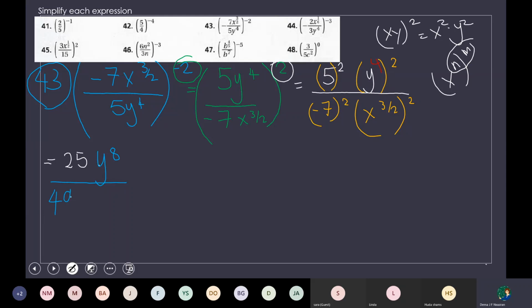So it is 49. Then here now, x raised to the power 3 over 2 squared. Here we have power raised to power, so I just multiply them. Let's multiply 3 over 2 multiplied by 2. After you simplify, the answer is 3. So it will be x cubed. And this is now the simplest one.